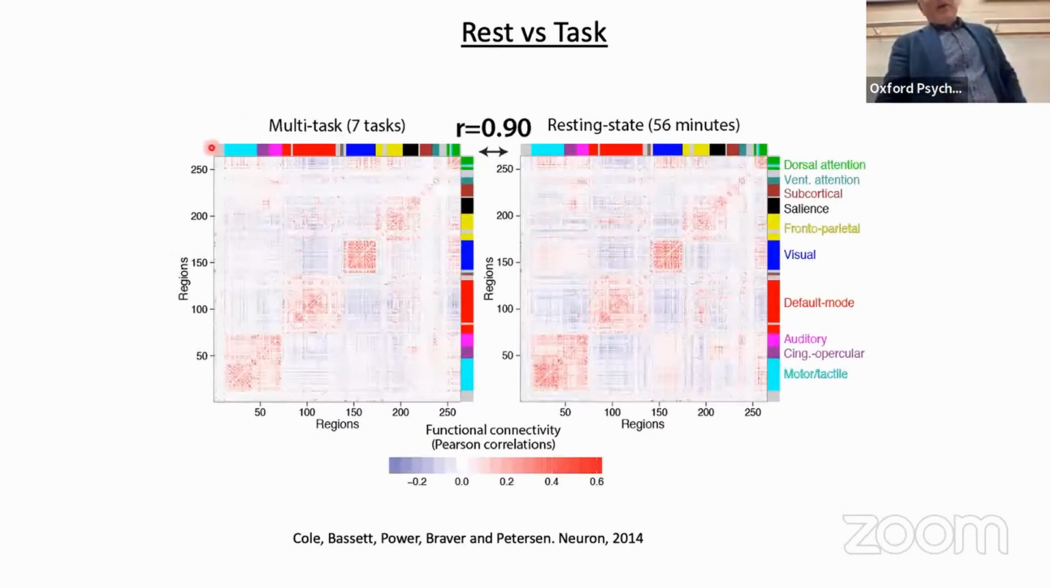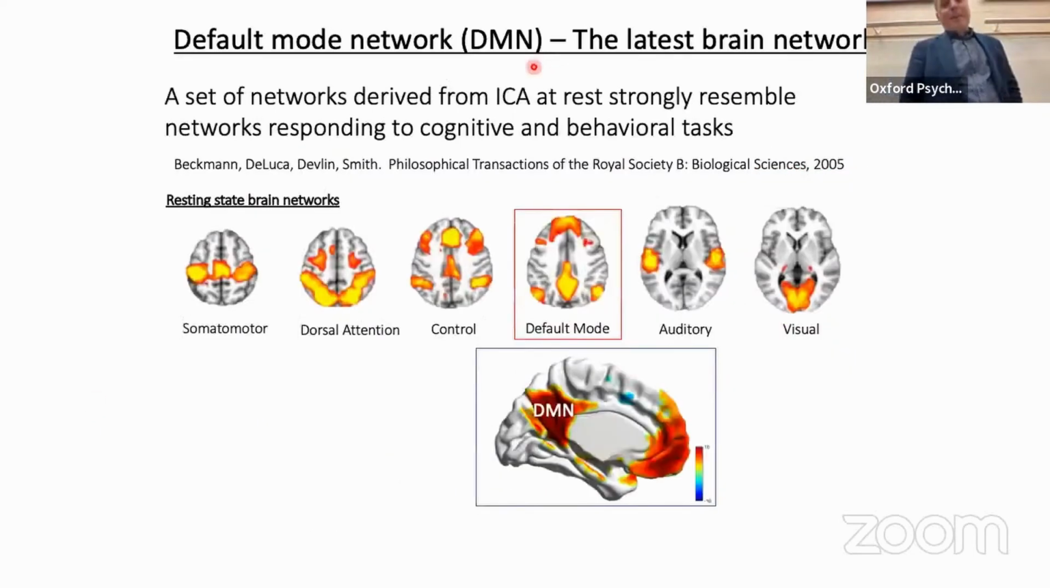And to persuade you even further, Cole and Bassett put together 7 tasks. So here we see a matrix that's been constructed from putting 7 tasks together and 56 minutes of resting state. You can see they're not identical, but they're very, very similar. In fact, they correlate by 0.9%.